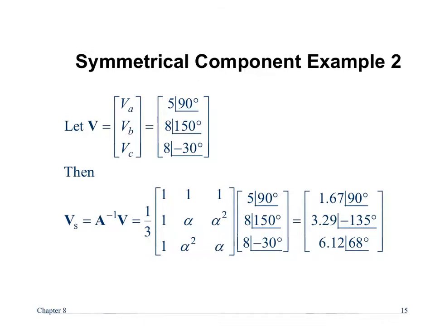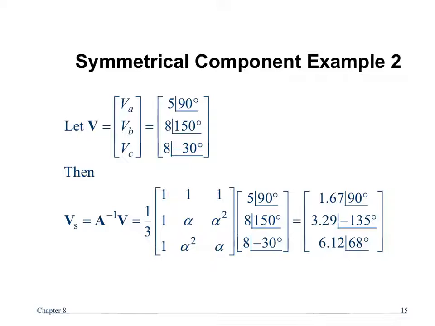Here's example number 2. 5 at an angle of 90, 8 at an angle of 150, 8 at an angle of minus 30. Is this a balanced system? Are they all the same magnitude? No, one's at 5 and the other two are 8, so it's close but not exactly. Do they all have 120 degrees of separation? 150 to 90? 150 to minus 30, is that? 90 to minus 30 is, but minus 30 to 150, that's not 120, and 90 to 150 is not.